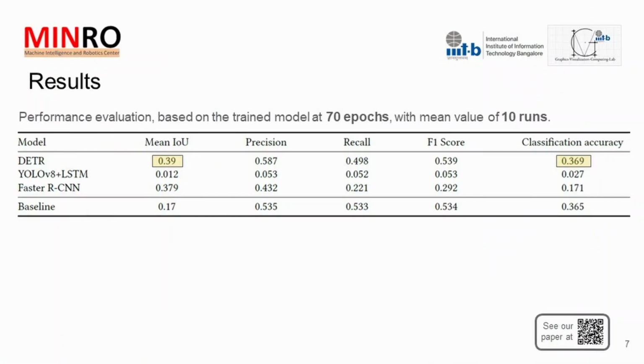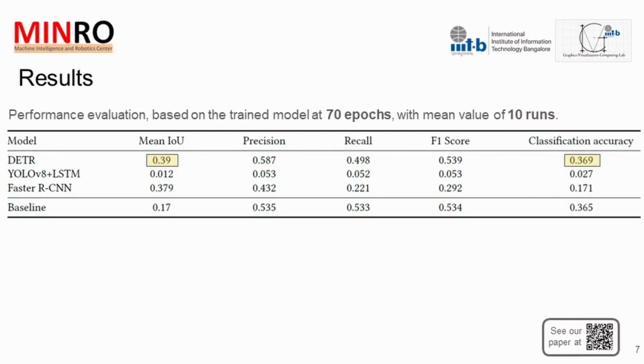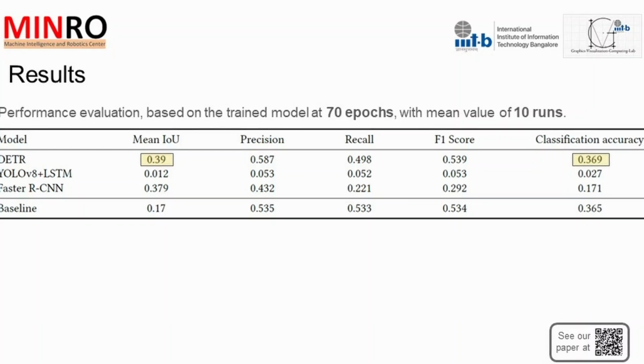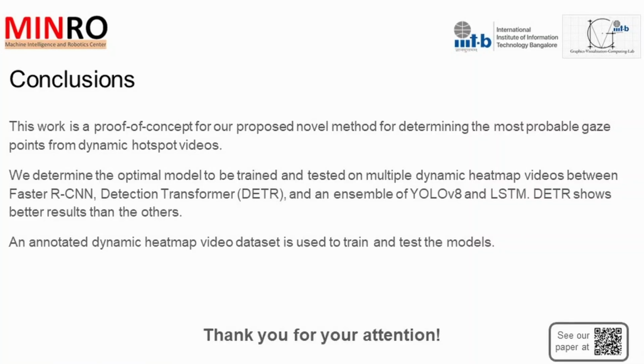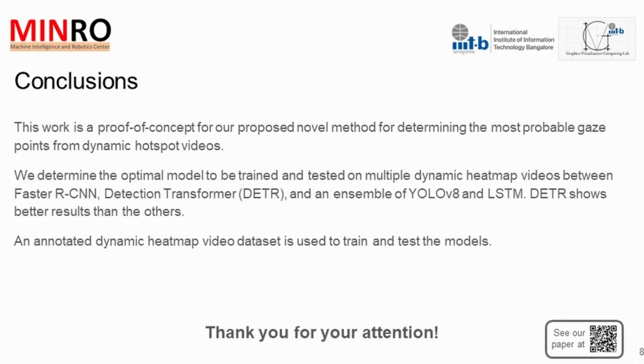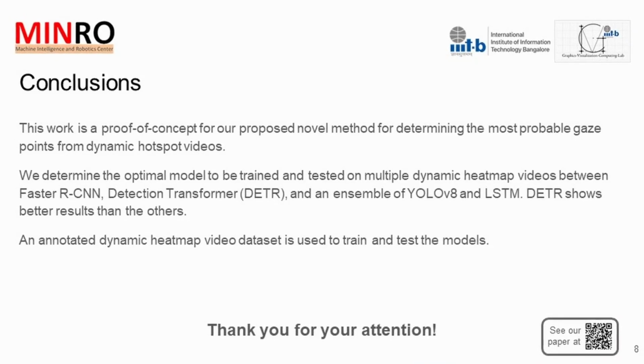Using metrics, we quantify the performance of the models and find that Detection Transformer performed better than the other 2 with a good classification accuracy and mean intersection over union value. This work serves as a proof of concept for our proposed novel method for determining the most probable gaze point from dynamic attention map videos.